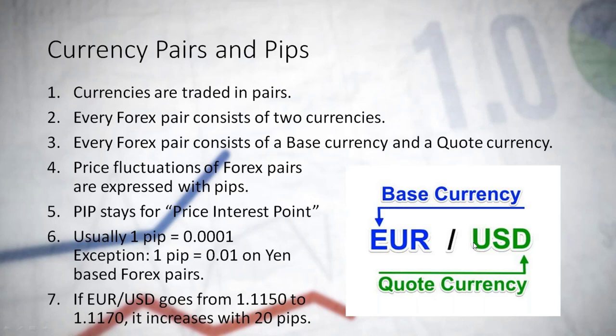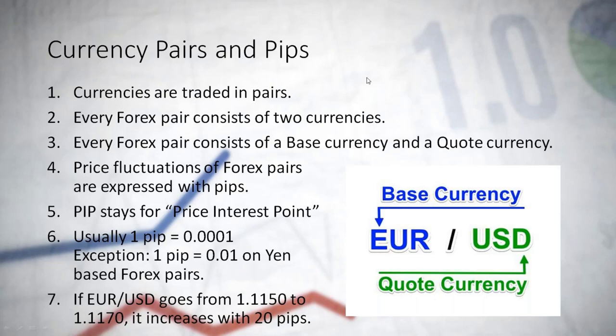For example, at the seventh point of this presentation, I give you an example. If the euro dollar goes from 1.1150 to 1.1170, we say that the price has increased with 20 pips. So if the euro dollar moves from 1.11 to 1.12, which is 1 cent, we say that the price has increased with 100 pips, which is totally logical. If the price goes up with 10 cents, we say that the price has increased with 1,000 pips. So 1 pip is located, on most of the forex pairs, at the fourth number after the decimal.